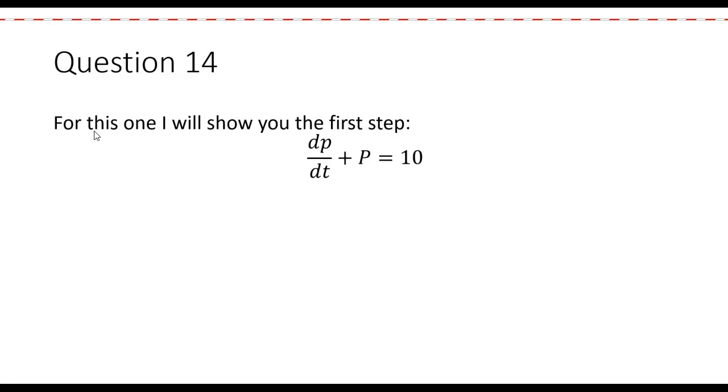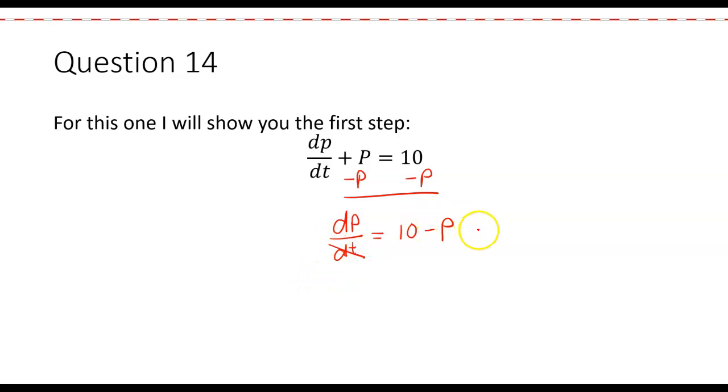Question 14 has an interesting little twist to it, so I'll show you the first step. The first step is to separate the variables. Well, the first thing we need to do, strangely enough, is move the p over, because we do like to start with the dp dt all by itself on the left. Now that we've got that, we can separate our variables.